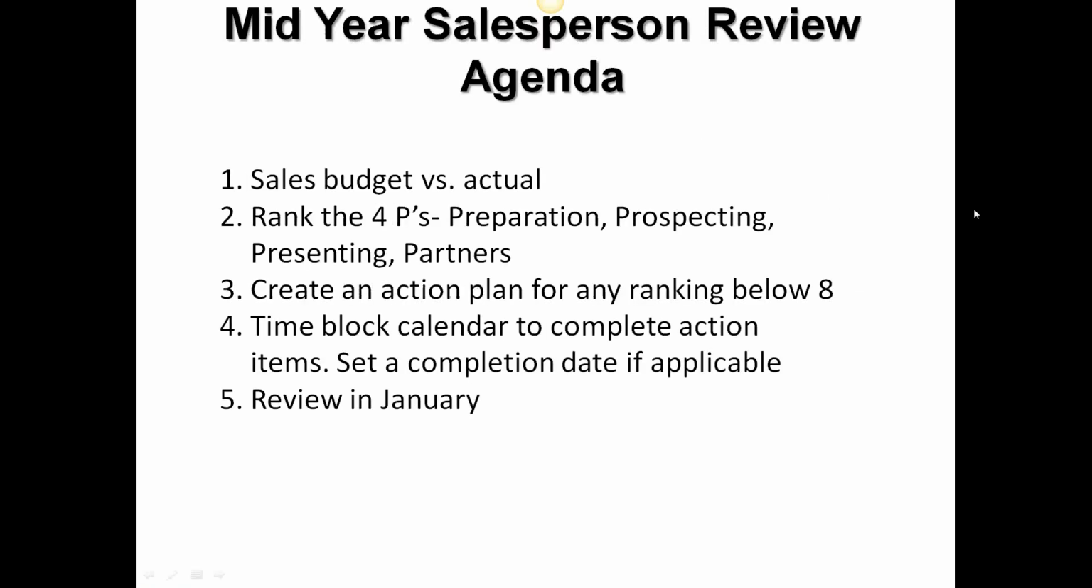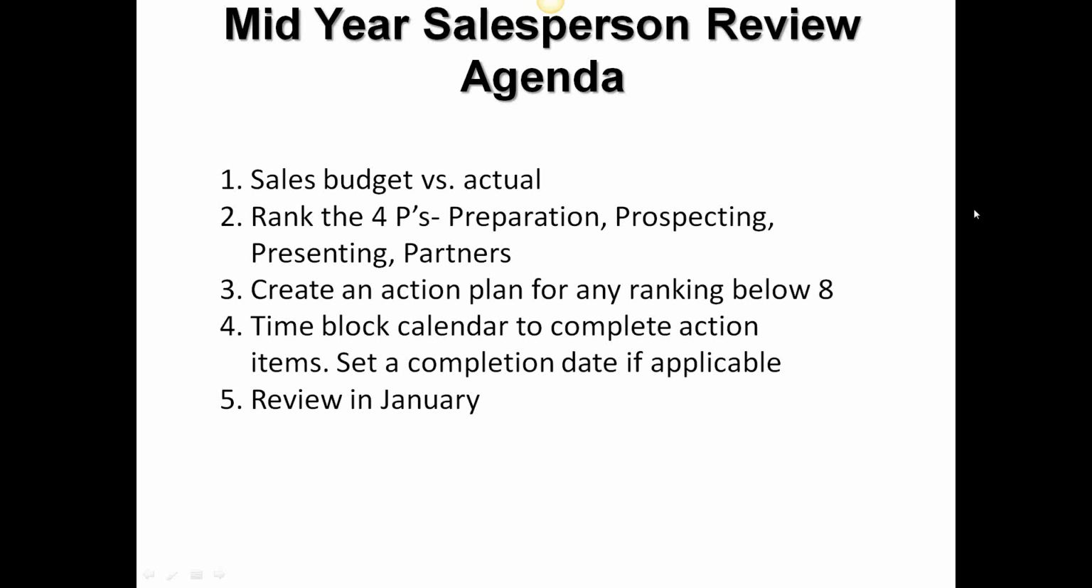But this is, I guess, 5 things that I'll go over today as it relates to a mid-year salesperson review. Number 1 is looking at the sales budget versus the actual. And all of you at the beginning of the year should have put together a sales budget, where you can track it monthly. So you have actuals happening monthly, and then you can compare, are you above or below your projections.